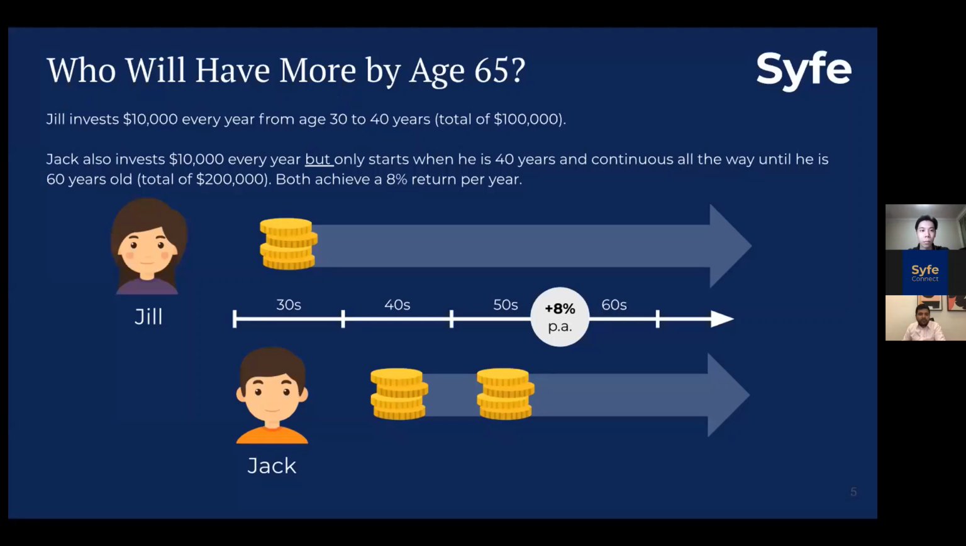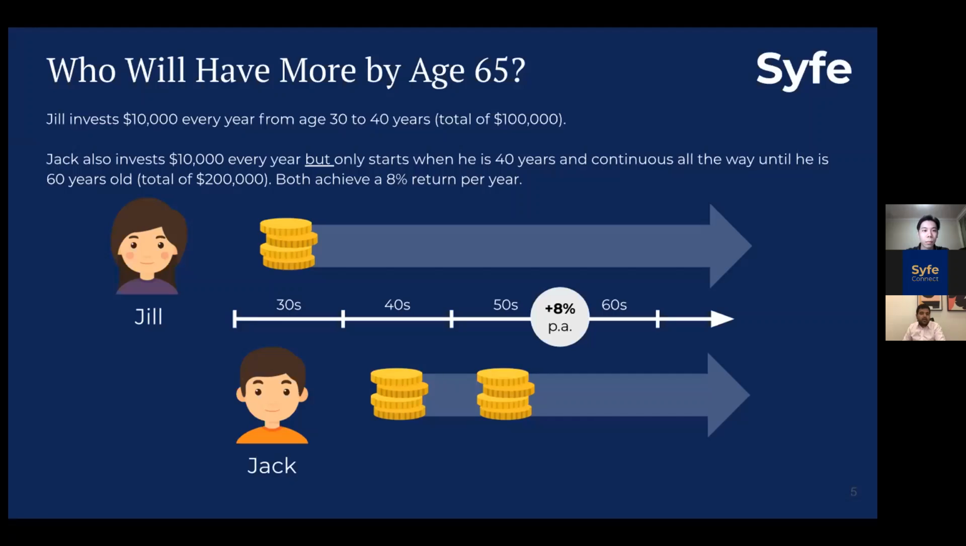And this is a classic example of this, right? So you can take two examples here. We're taking simple Jack and Jill. Now Jill starts investing in her 30s, but only for a span of 10 years, right? Just invests $10,000 a year, a total of just $100,000, right? Now Jack also invests $10,000, but only starts when he's 40, and goes up to 60, so a total of $200,000 invested.